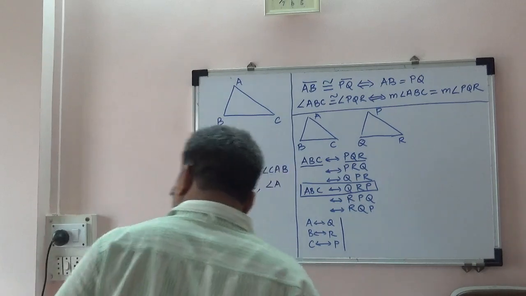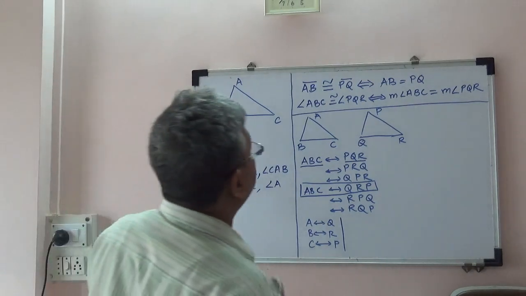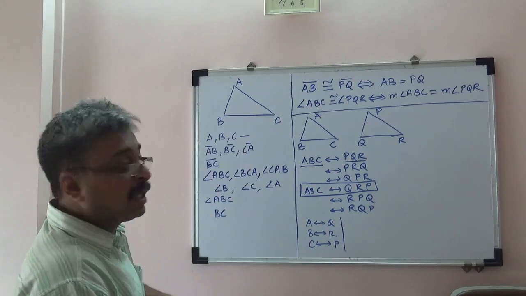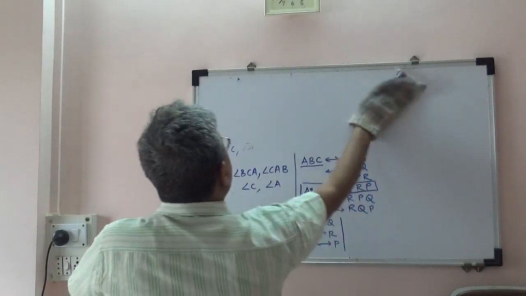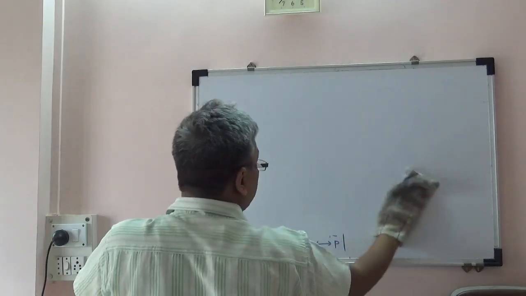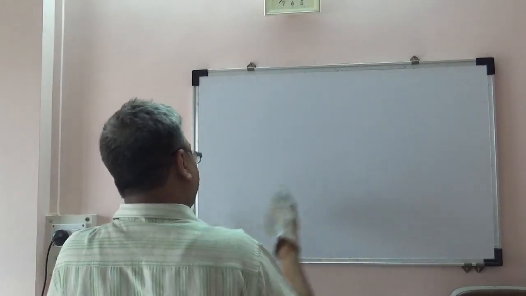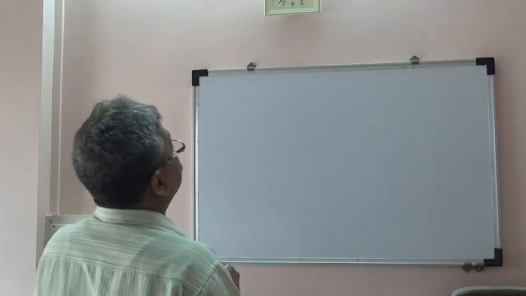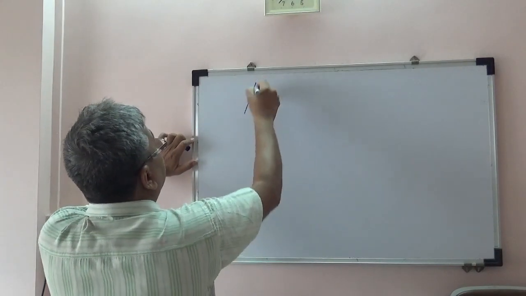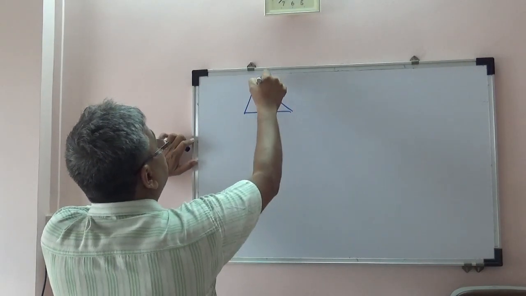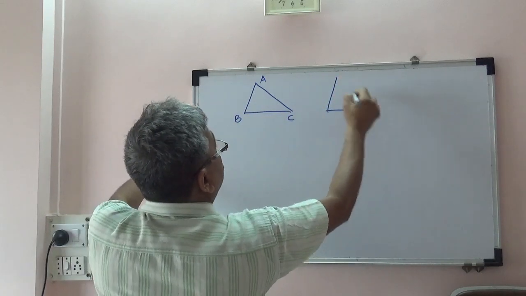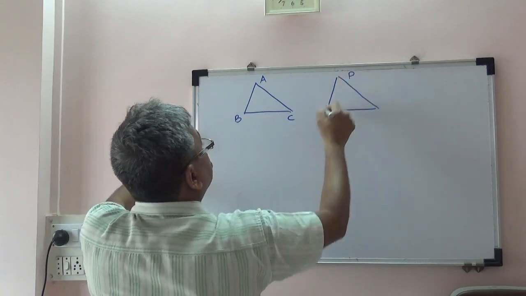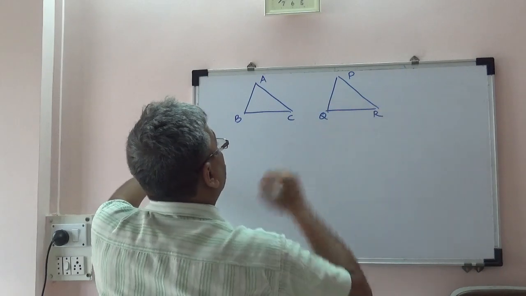Now the time has come, we have to define what we mean by two triangles being congruent. So let us first draw two triangles which are congruent in one particular correspondence and write down its definition. Suppose we want to say triangle ABC and triangle PQR are congruent.